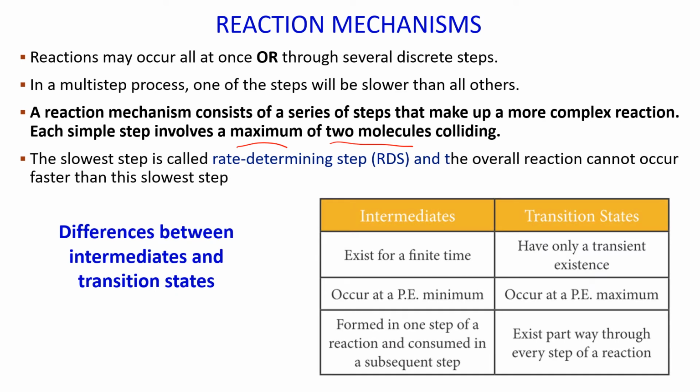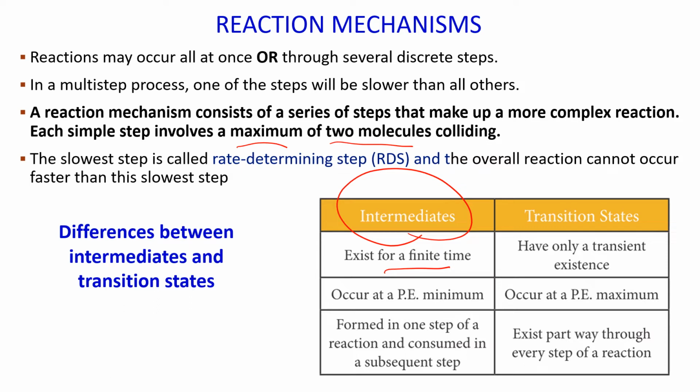What's the difference between them? Intermediates exist for a finite time. What does it mean to exist for a finite time? They are stable. Intermediates are stable, so they could be considered as a product, okay? And we can use this product again in some other steps to produce other products, okay?